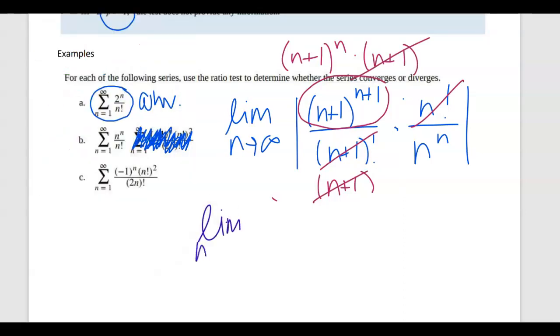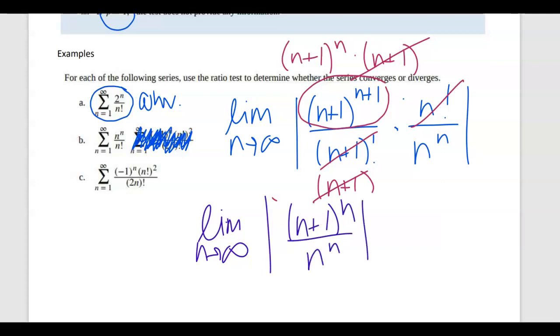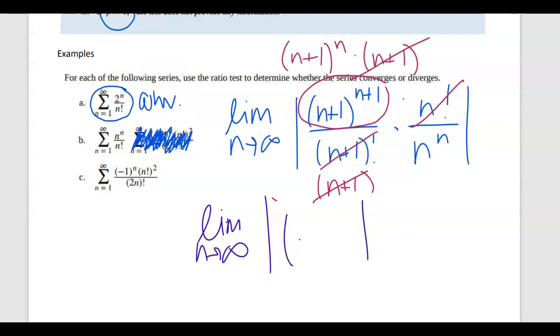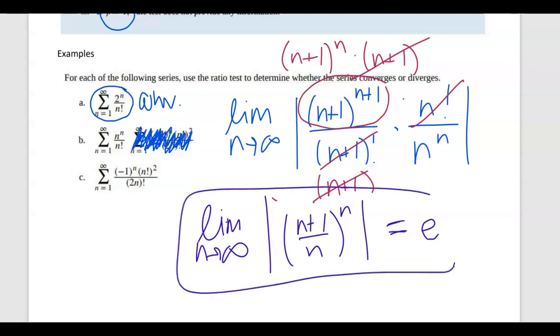We have the limit as n goes to infinity of n plus 1 to the n over n to the n. And I can combine that middle piece here to be n plus 1 over n to the n. And this just happens to be, if you don't know, the definition of e. That is what the number e is defined to be. So if you don't know that, you might want to take a little note that that's the case.